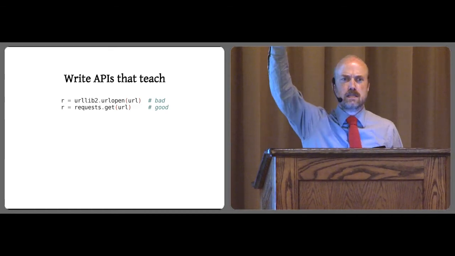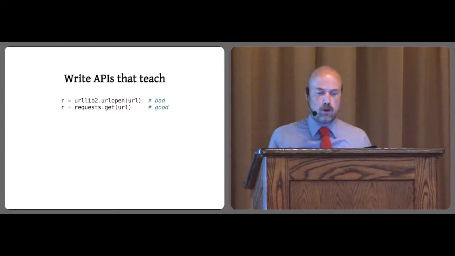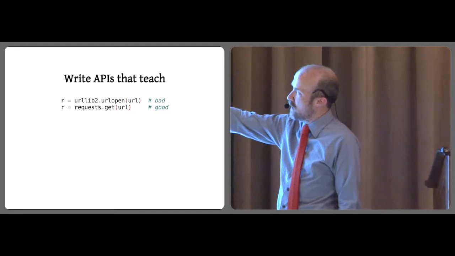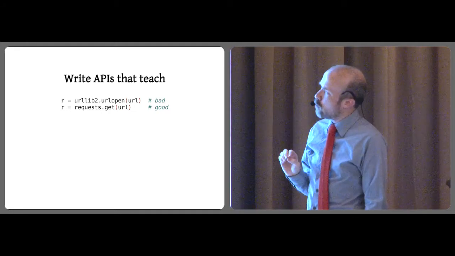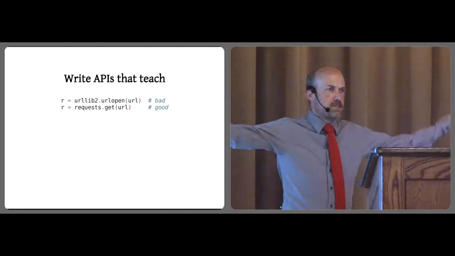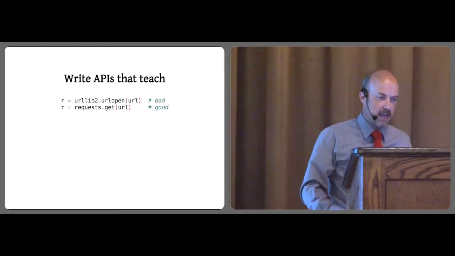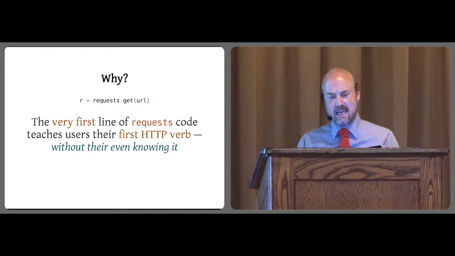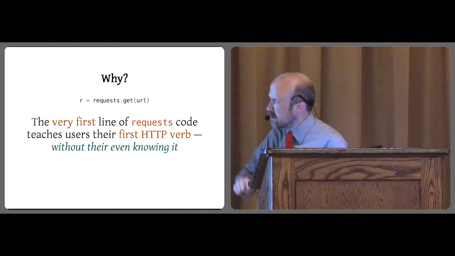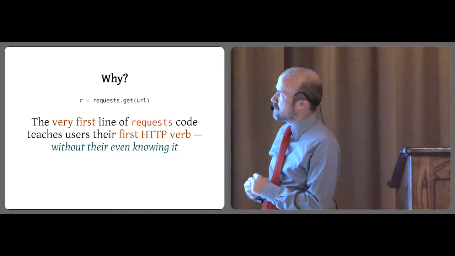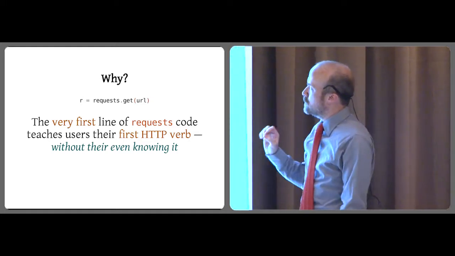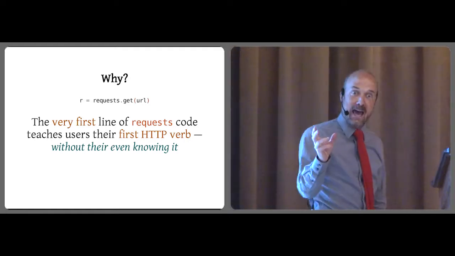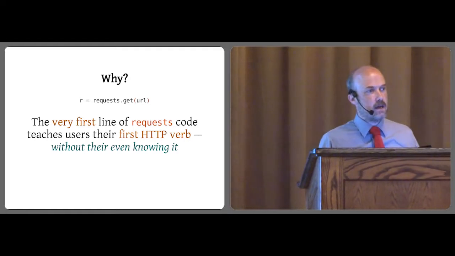One tiny example of how an API can teach is the requests library. Who here has ever used it? It's a great way to do HTTP. The old standard library call is urlopen. I think that's a bad name. Requests has you do .get. What's the difference? They accomplish the same thing. Well, when you say requests.get URL, your very first line ever of requests code teaches users their first HTTP verb, get, without their ever knowing it.